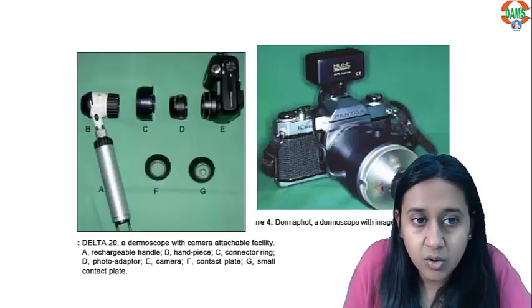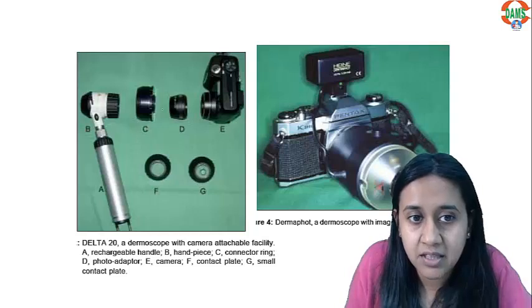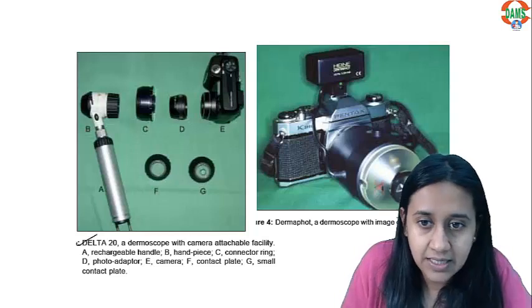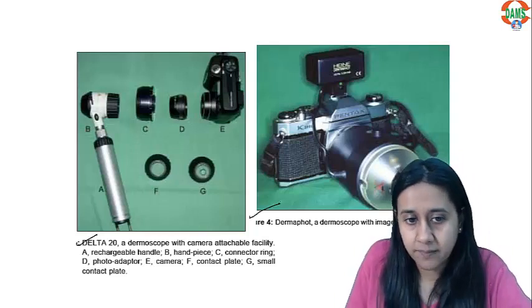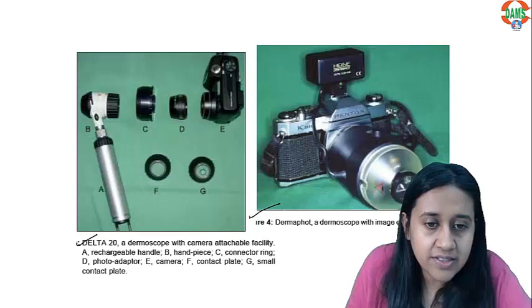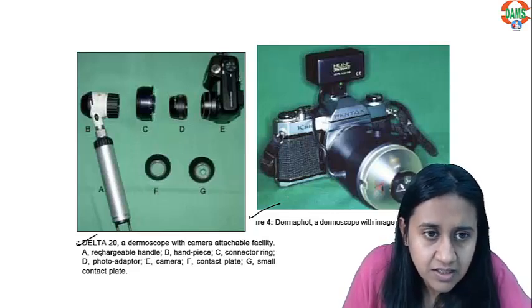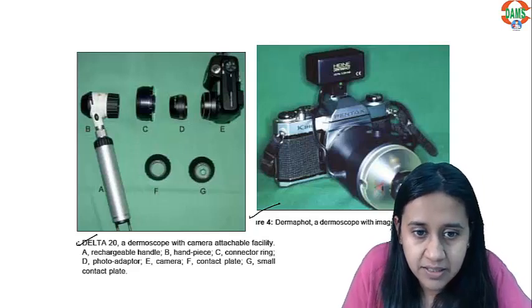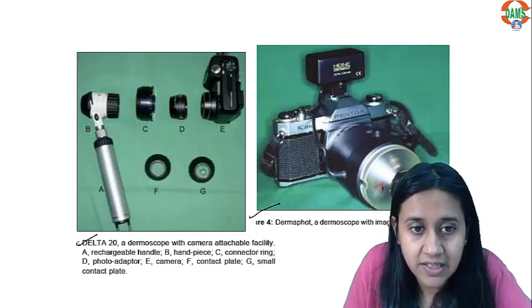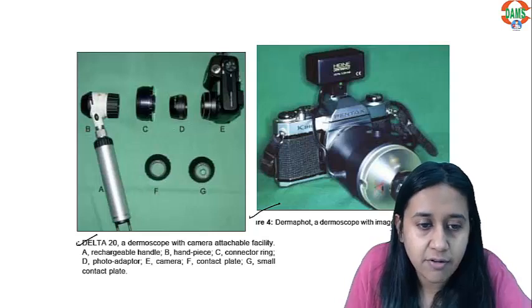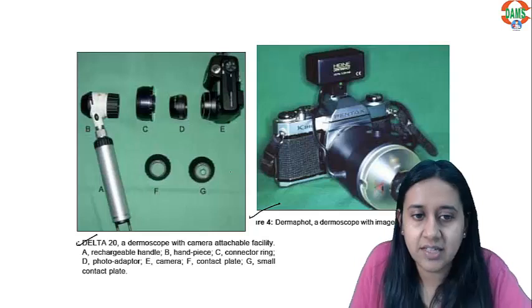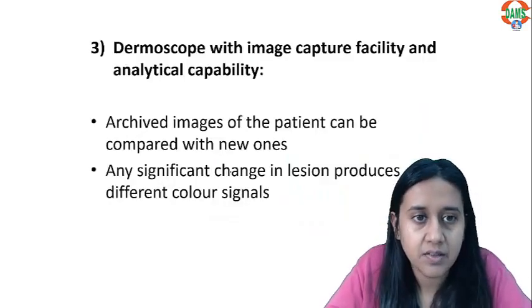You can see that on the handheld part, there can be the attachment of an external camera. So that is the Deltascope, and this one is your DermaPhot. Okay. You can see the different structures. Number A is a rechargeable battery, a rechargeable handle. B is a handpiece. Then you have a connecting ring. Then there is a photo adapter. Then we have a camera. Then we have a contact lens, and we have a small contact lens.